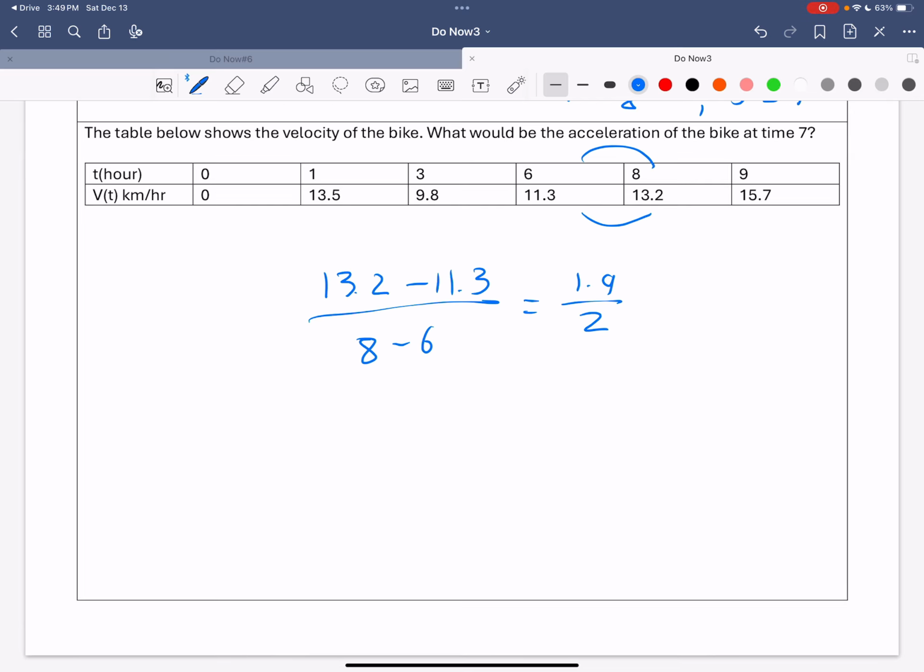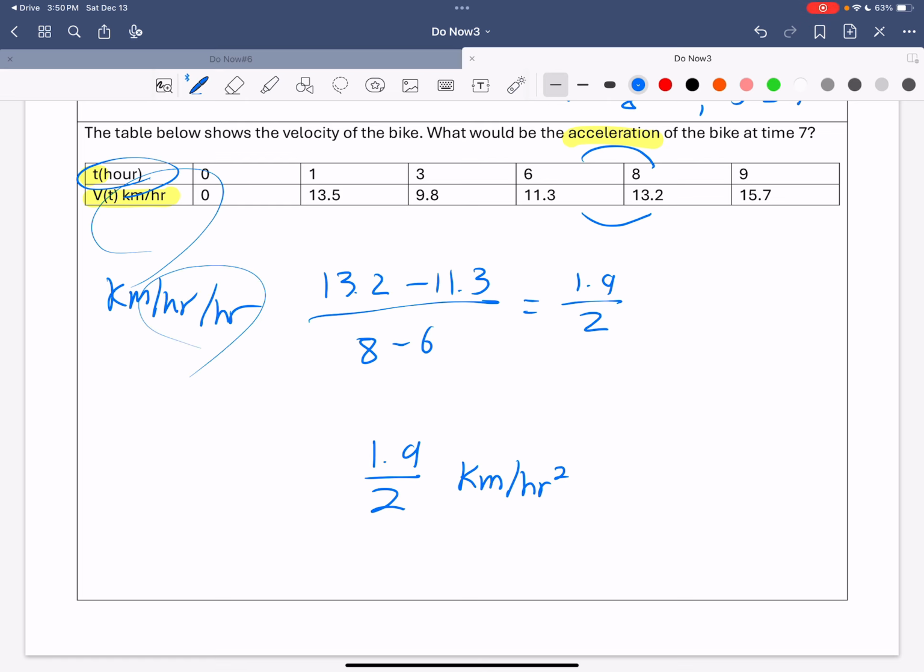You can change it to the decimals, but why do you bother yourself? I will just write like this. But if you just write like this, that's wrong. You gotta write down the unit. Unit is kilometers per hour, which means squared. Why? Acceleration. So this over this. So do you see kilometer per hour over hour? That's why it's per hour squared.